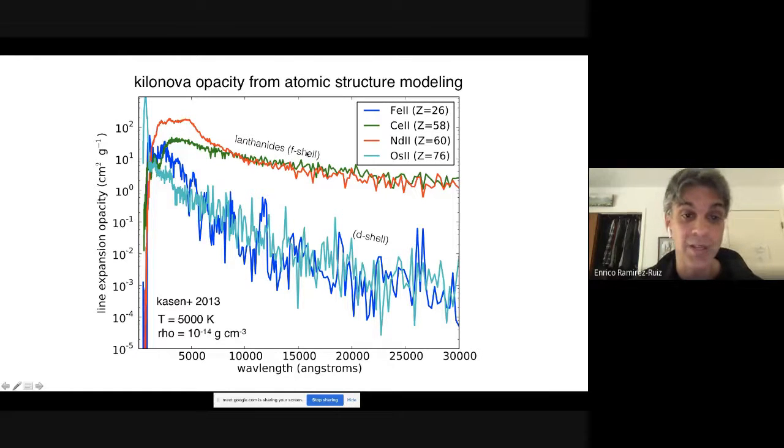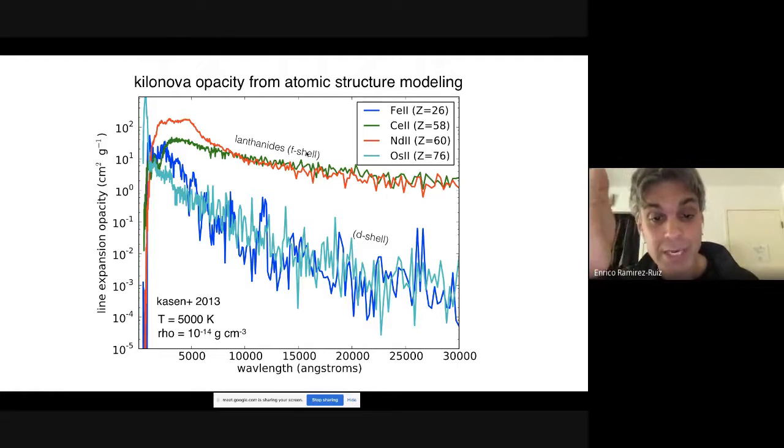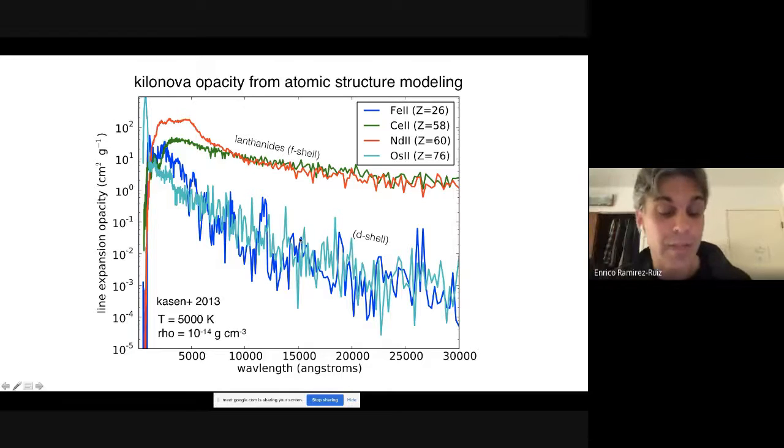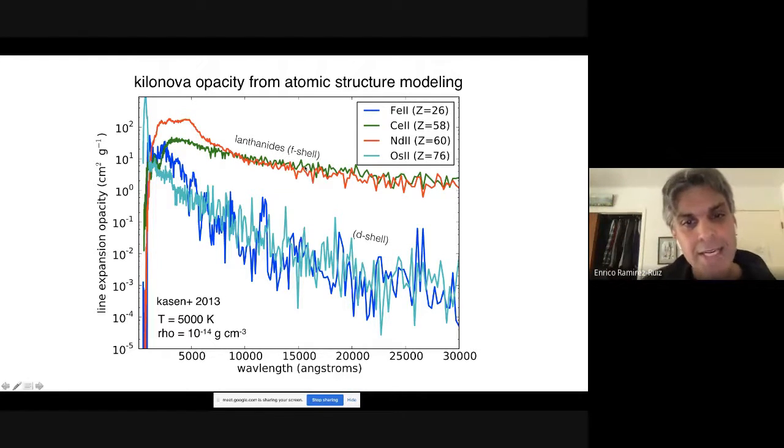And what you can see is that the opacity is significantly higher. What that means is that you have so many more lines. Here you have hundreds of millions of lines, and here you may have hundreds of thousands of lines. So if you have lanthanides, the opacity all the way into the infrared is going to be very high. So these transients are going to be red, rather than peaking in the optical.